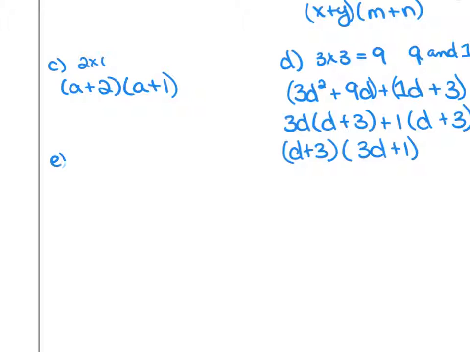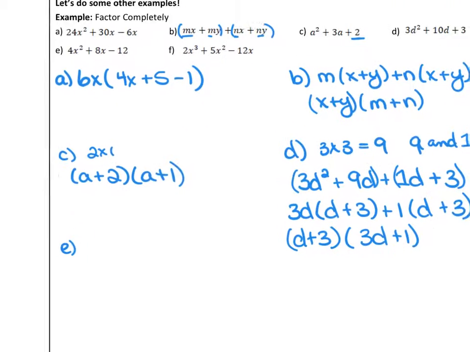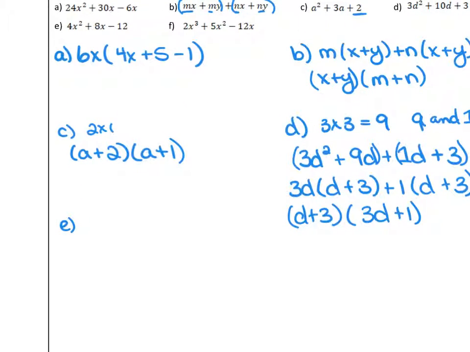E, I'm going to divide all of them by 4 first because they all have 4 common to them. So if I divide 4x squared by 4, I get x squared left. 8x divided by 4 is just 2x, and negative 12 divided by 4 is negative 3.